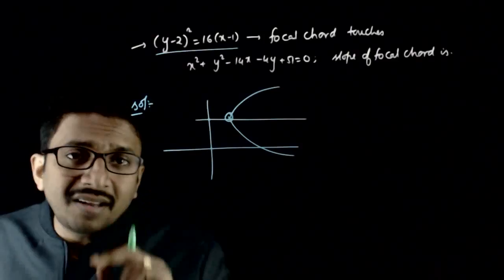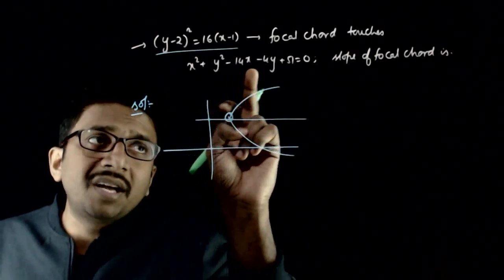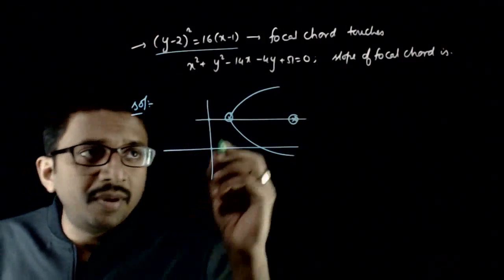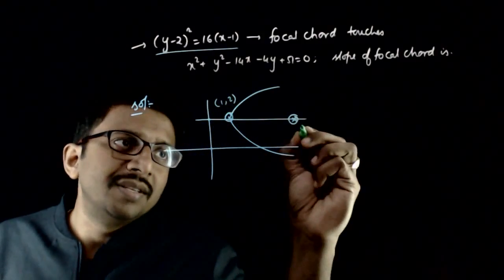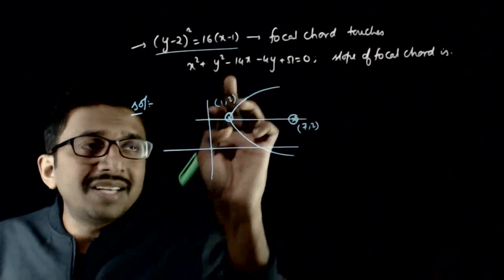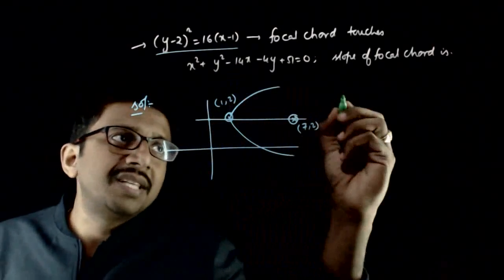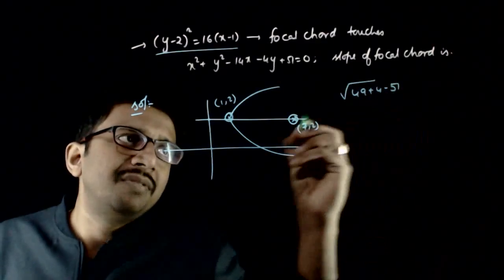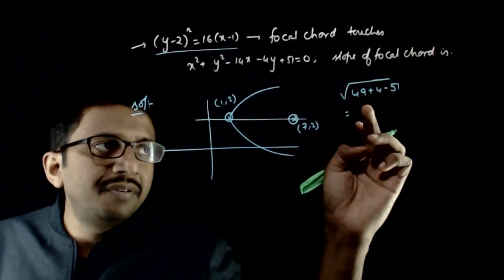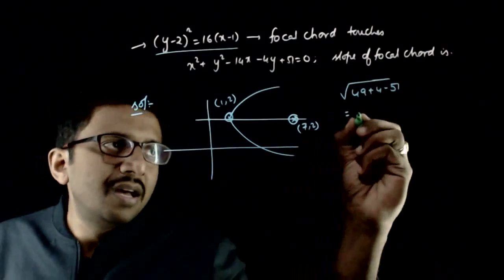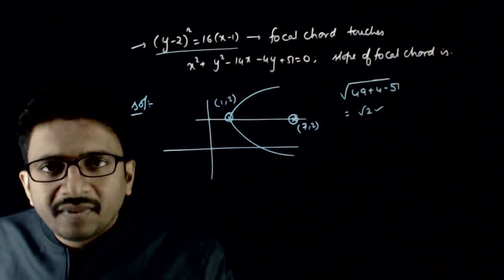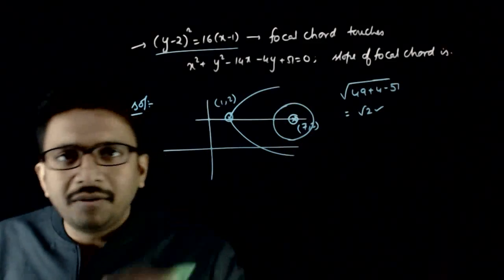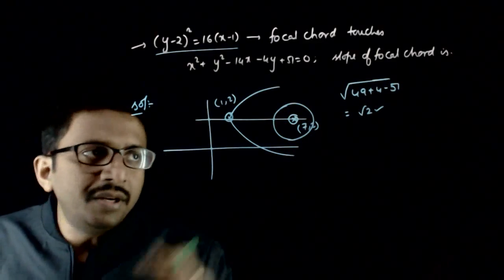And you have a circle. The circle's center is (7, 2), right? The circle's center lies on the axis of this parabola. This is (1, 2), this is (7, 2). And what is the radius of this circle? The radius is the square root of 49 + 4 − 51, that is root of 53 − 51, which is root 2 units. This is a very small circle. You have a small circle like this around the center (7, 2).